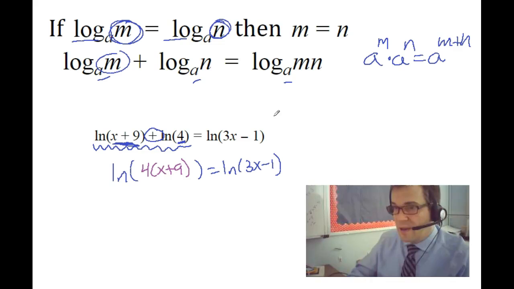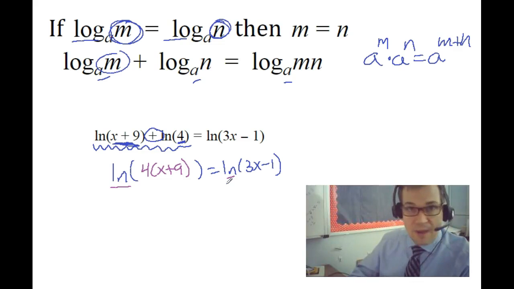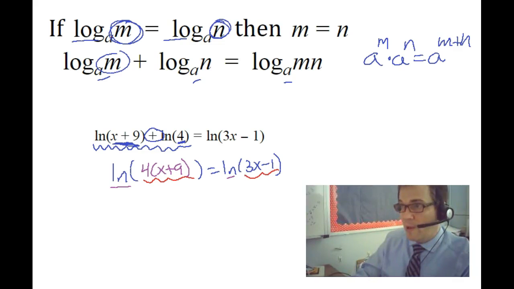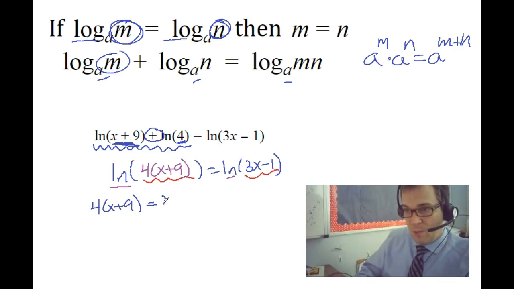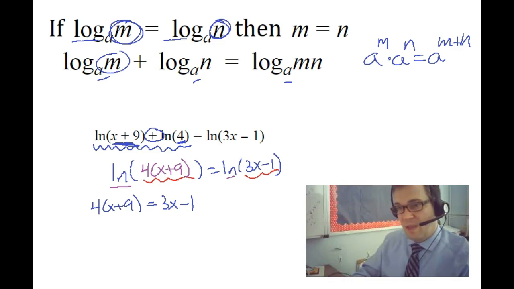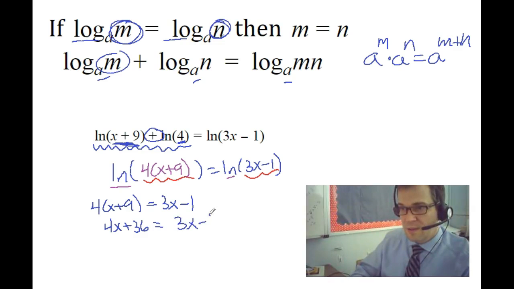So as I move on with this, I do have just one single log on both sides. They do have the same base. And the only way these can be equal to each other is if these inner pieces are equal. So at this point, I'm just going to drop the logs completely and say 4 times (x plus 9) has to equal 3x minus 1, and this is great. This looks like something I did in Algebra 1. I'll distribute the 4 to get rid of the parentheses. I will collect all of my x's to one side of the equation. I will try to keep my coefficient on x positive, so I'll subtract 3x from both sides. Then 4x minus 3x is just 1x, giving me x plus 36 equals negative 1.